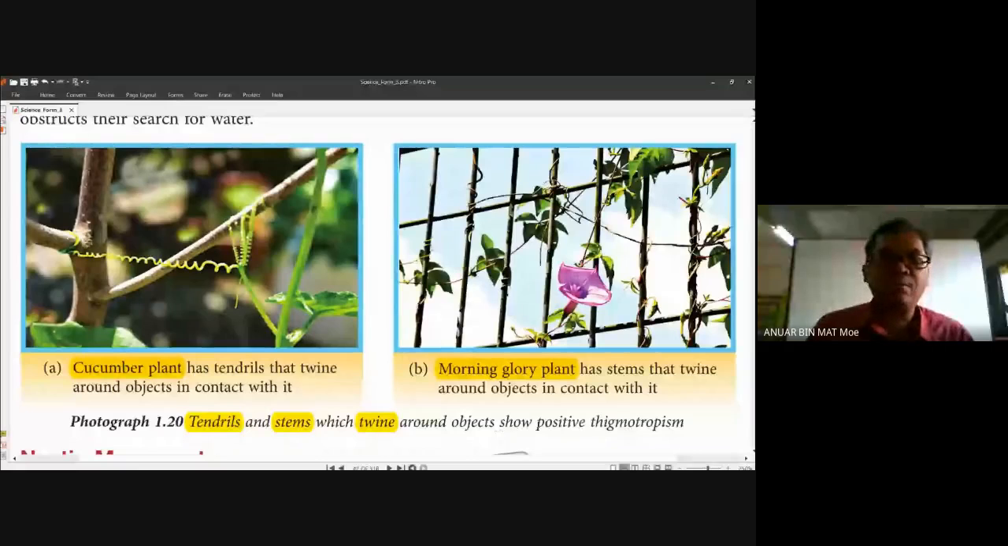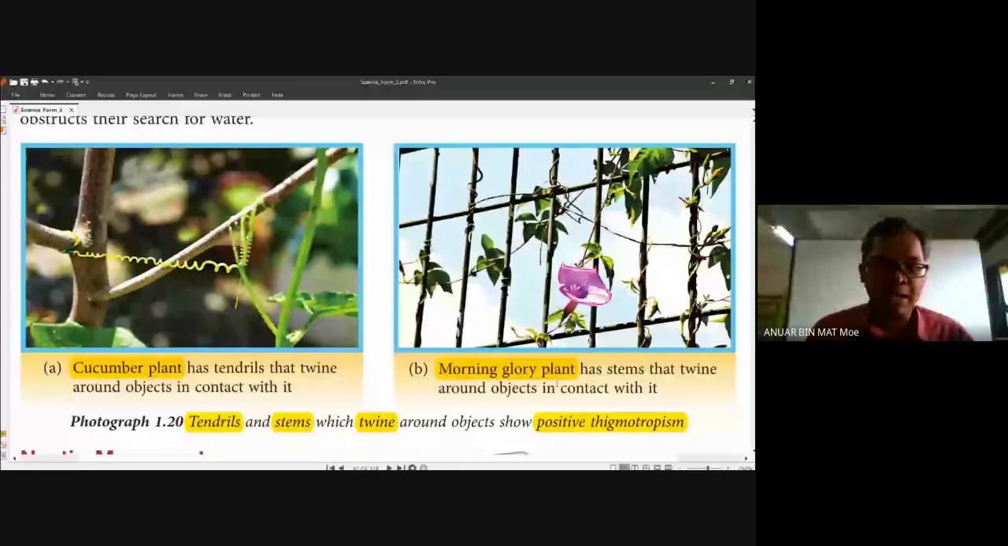Tendrils and stems which twine. This is the word: twine. Twine means it coils and it will climb. The plant twines over the object, it climbs. And then it will show positive thigmotropism. Example of a plant? Cucumber plant or morning glory.